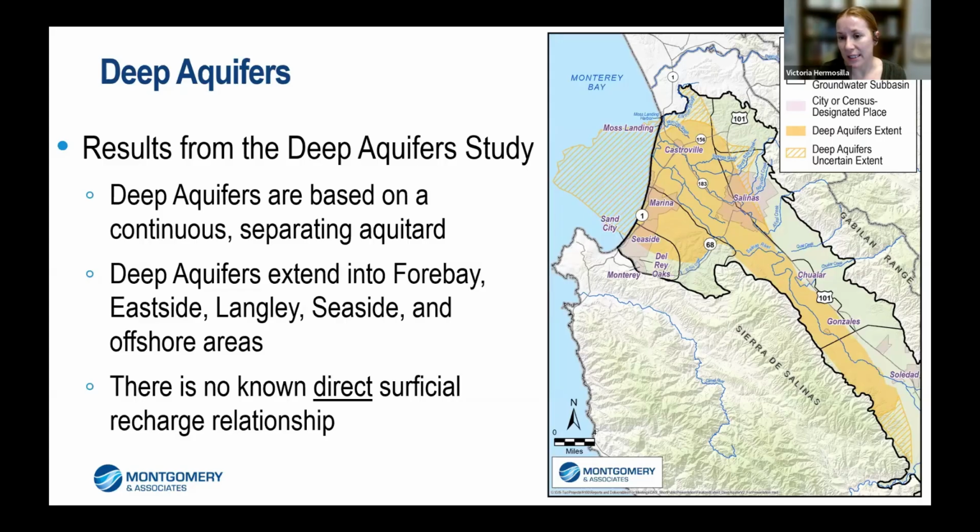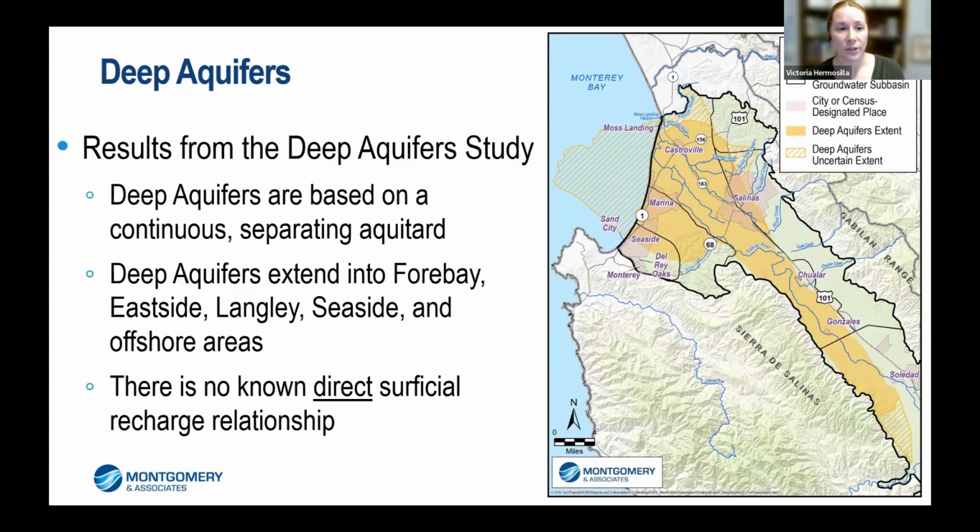So the areas on the map here that are solid yellow, this is our known and confident deep aquifers extent. And you're going to notice on this map that there are these yellow hatched areas. These are areas where we do have data to indicate that the deep aquifers are present, but just not enough data to really definitively draw that line out there. But there are data to suggest that they do extend even a little bit further.